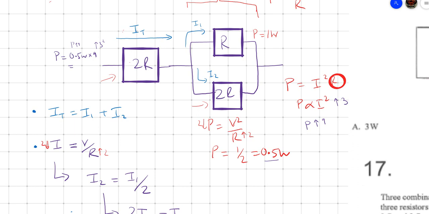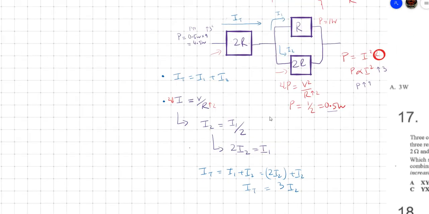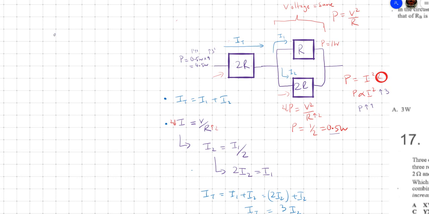This is 4.5 watts. Okay, and then finally, this is our final answer. So the total power by the circuit, the total power is going to be 4.5 plus 1 plus 0.5. So 6 watts.